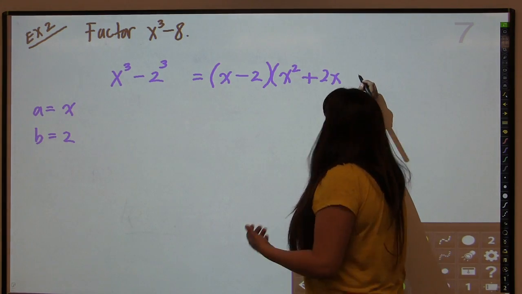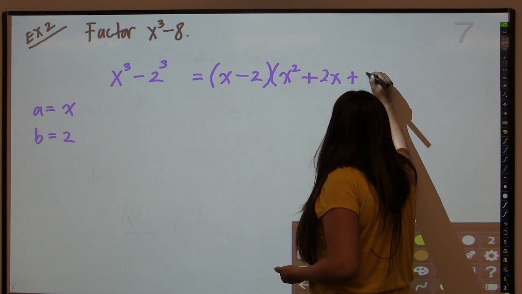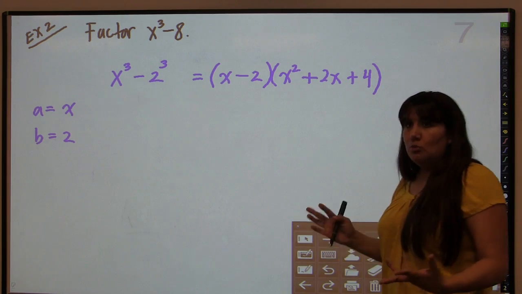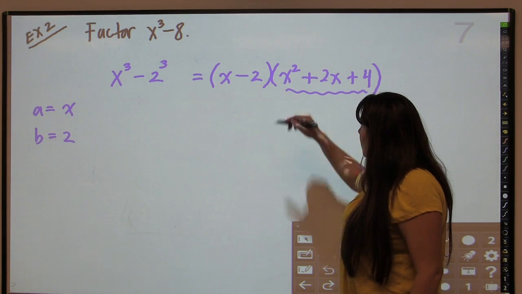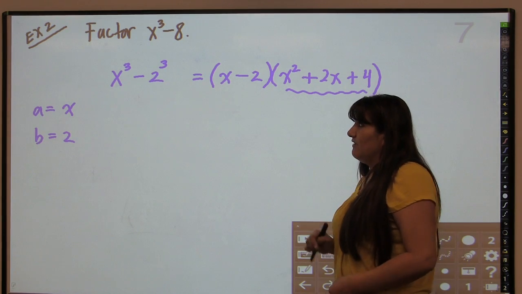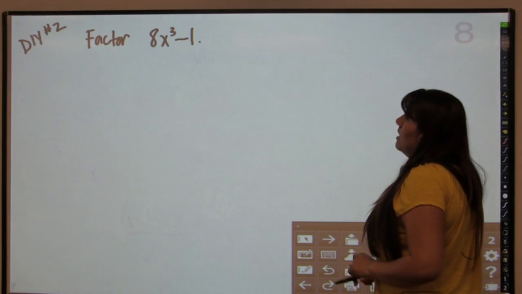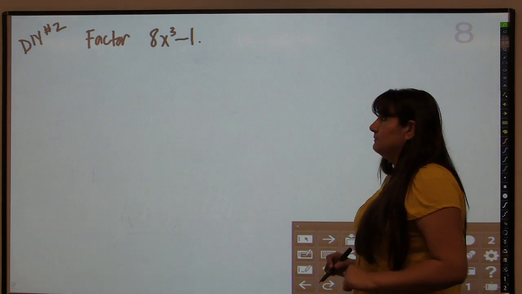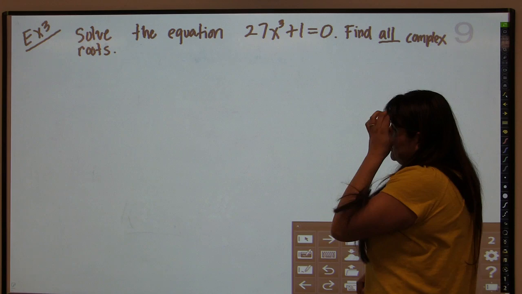And then lastly, it's always positive. So it'll be plus and then B squared. So 2 squared, which is 4. And that is how I factor it. There's no more to do. This quadratic here is no longer factorable. This is the complete factorization for x cubed minus 8. So now I want you to try to factor this guy. So take a moment to do that. And we will move on to this example.